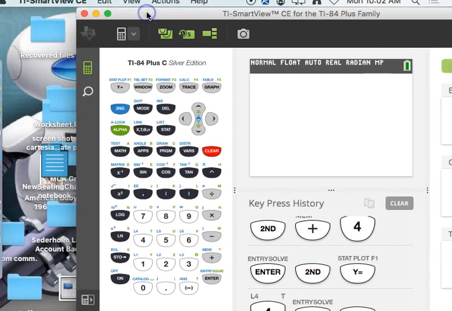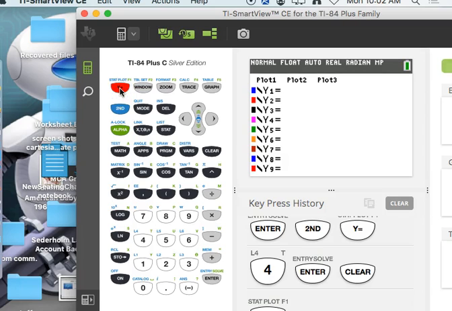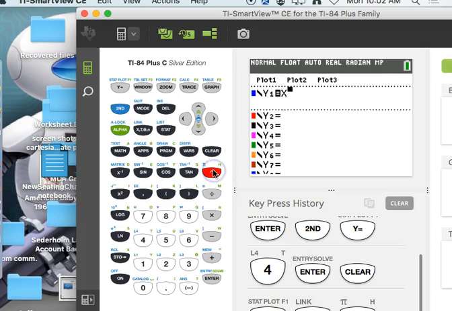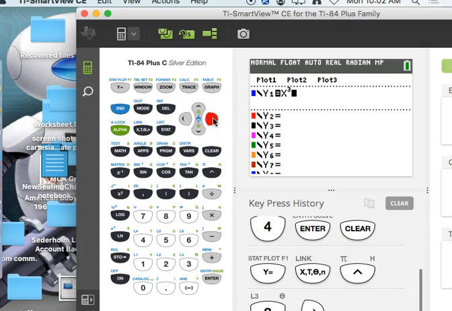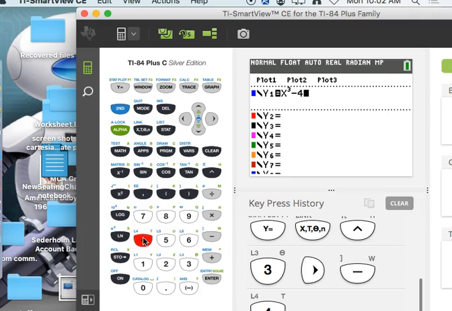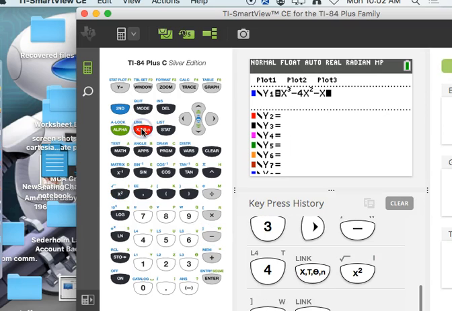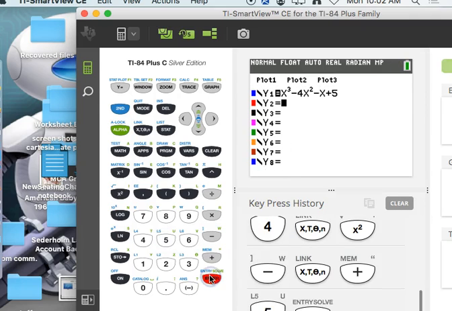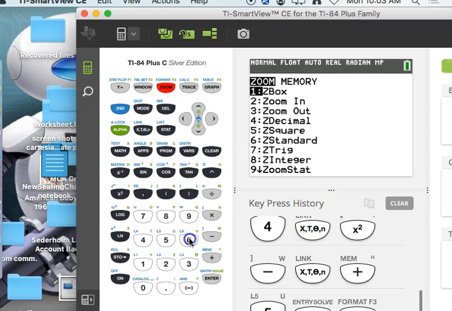So y equals x cubed, so x to the third, minus 4x squared, minus x plus 5. And all we need to see is where does it hit the x-axis, because that's where the zeros are. So let's try zoom 6 and see if we can find them.